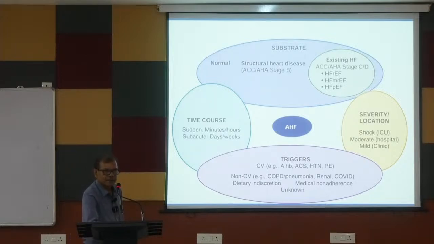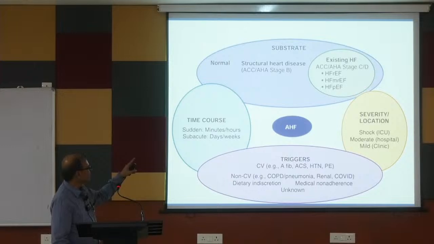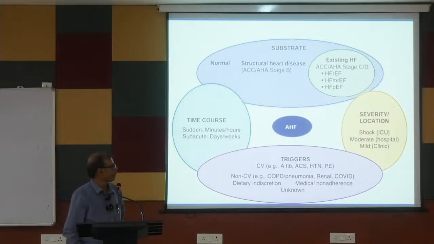Number two, on the basis of the level of ejection fraction previously discussed. So substrate, first point: number one, normal heart. Number two, structural heart disease. Number three, existing heart failure. Existing heart failure is categorized as: heart failure with reduced ejection fraction, heart failure with mildly reduced ejection fraction, and heart failure with preserved ejection fraction. So what is heart failure with reduced ejection fraction?